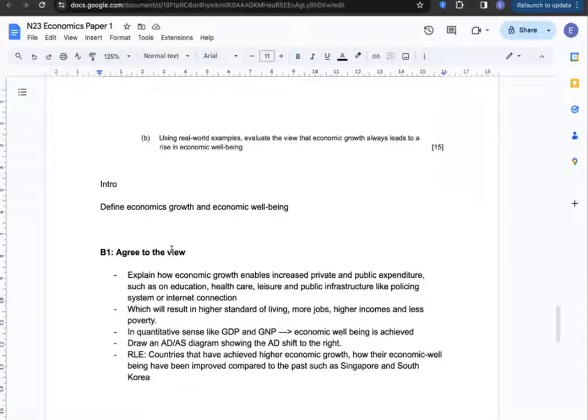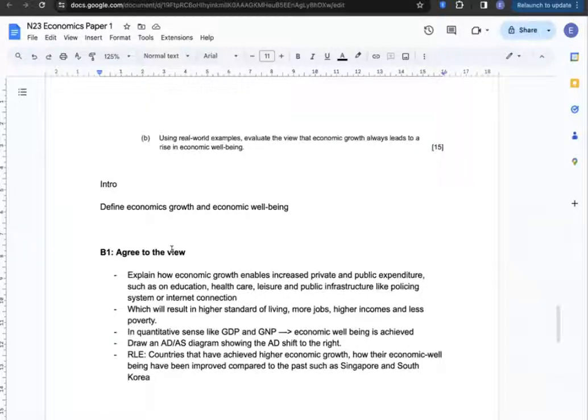It's about how economic growth enables an increase in private and public expenditure, such as on education, healthcare, leisure, and public infrastructure like the policing system or internet connection. So it is obvious that all those things can result in a higher standard of living, more jobs available, higher incomes earned, and less poverty. To be more specific, in a quantitative sense like GDP and GNP, economic well-being is achieved.